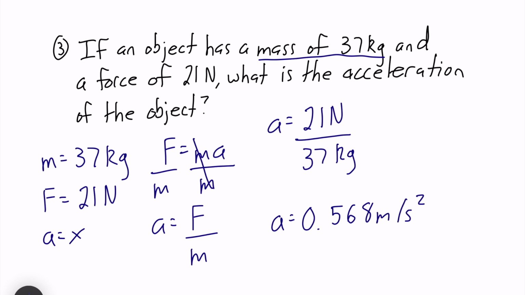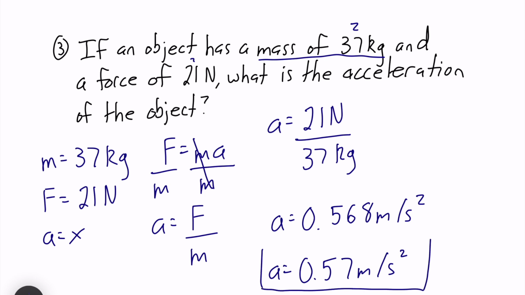meters per second squared. Let's take sig figs into account here, and we'll keep 2. We have 2 in 37 and 2 in 21. So let's round this up to 0.57 meters per second squared. Always make sure to keep those units, and that is it.